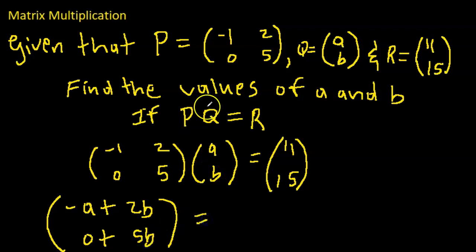So remember, when I'm multiplying, always remember, here are the rows you're using, and over here is just one column. So you take the top row, apply it to this column, then you take the bottom row and apply it to the same column. Alright, so negative 1 times A, negative A, and then 2 times B. And then when you apply the bottom row, 0 times A, that's 0, 5 times B, that's 5B, and we are told that this is equal to 11, 15.